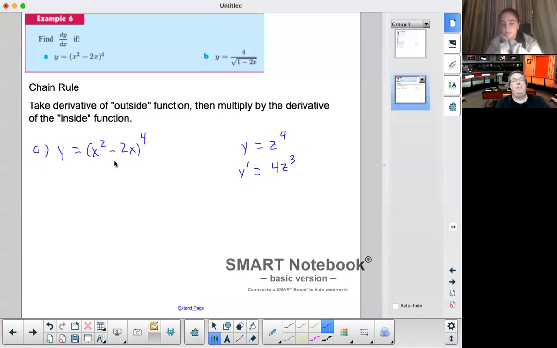The outside function is the power function. That is the fourth power. That's what I mean by outside function. And I do this example because while I'm taking the derivative of the outside function, I do absolutely nothing to the inside function. It's just hanging out, waiting to do something.